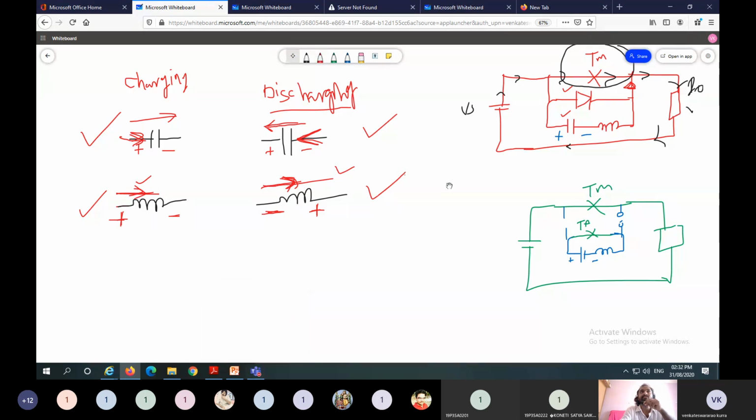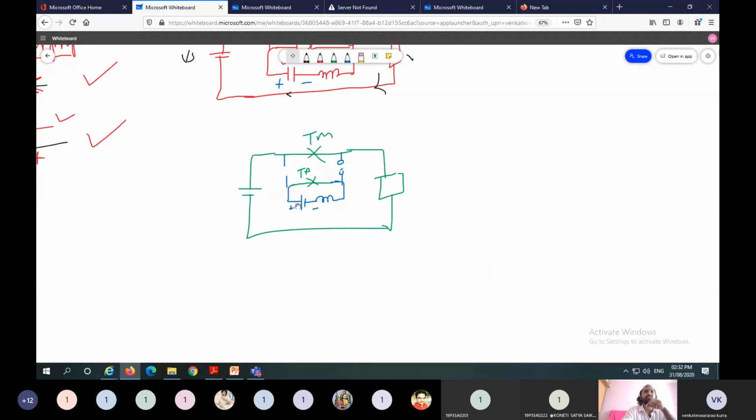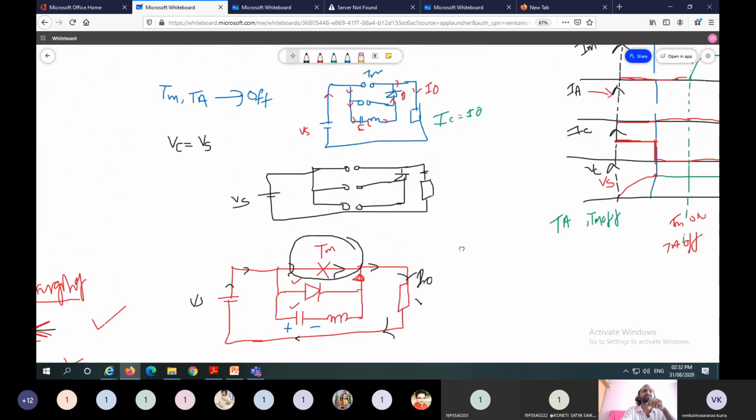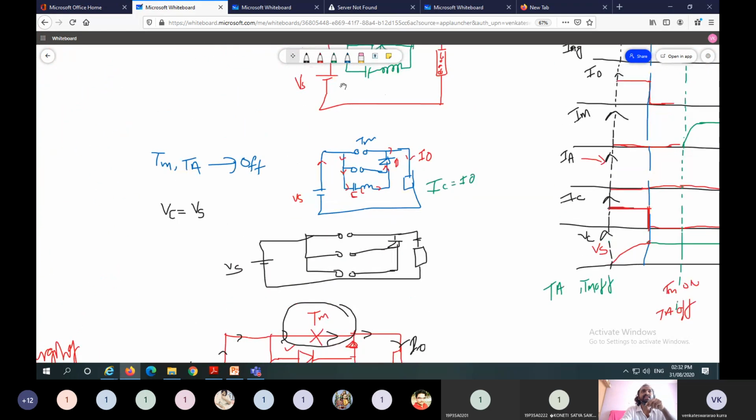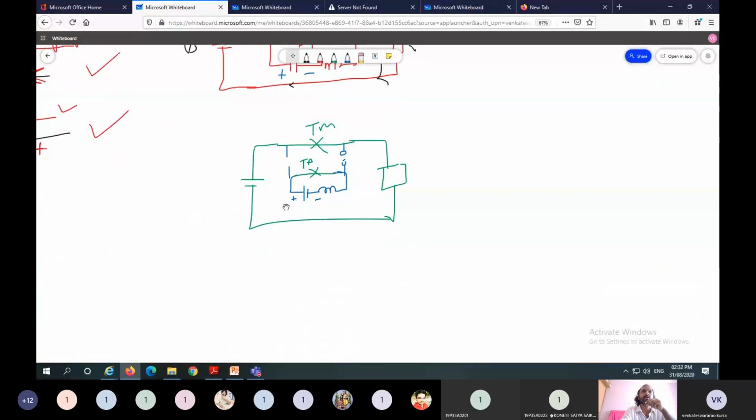Okay. So if you take this capacitor, the capacitor charges like this, and the polarities are like this, plus, minus. Next, in this case, the capacitor discharges. So the direction of current is like this. This is the direction of current while discharging. So current flows like this.